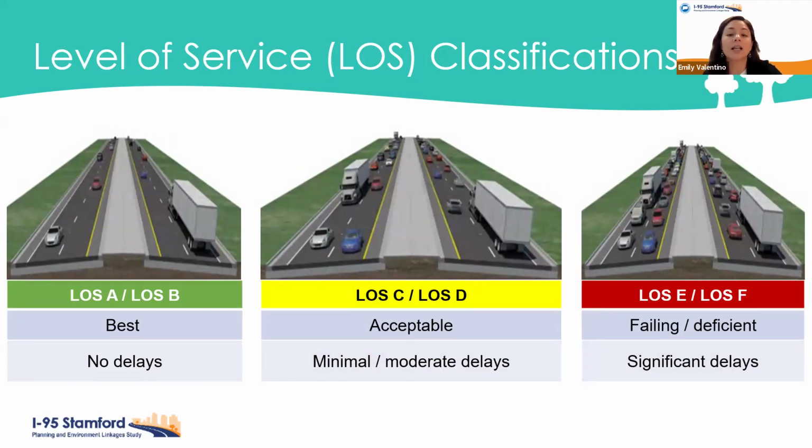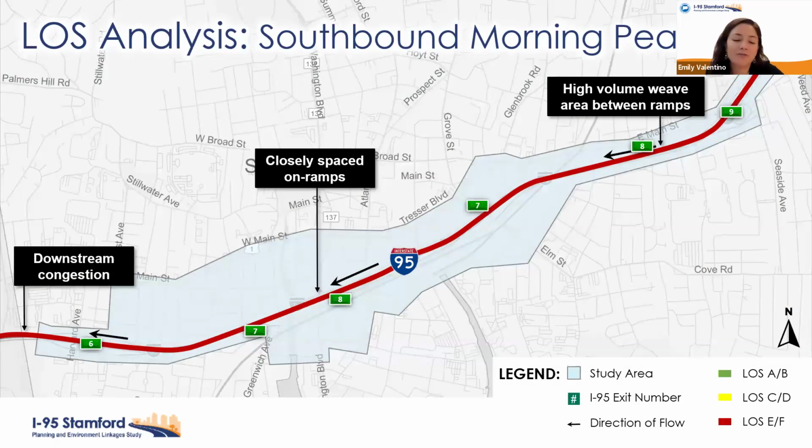results in and classifies the roadway into a level of service. We'll call that LOS. So LOS A and B is the best case scenario. There are no delays. LOS C and D, there are some minimal and moderate delays, but it is considered acceptable. And then LOS E and F, that would be when there are significant delays, and that would be considered deficient. So what did the model say about the southbound morning peak? If you've driven in this segment of roadway in the morning, this probably won't surprise you.